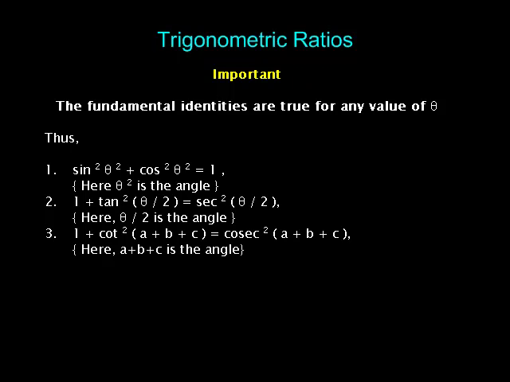Note that these are identities. Therefore sin square of theta square plus cos square of theta square is also 1. 1 plus tan square of theta by 2 equal to sec square of theta by 2, and 1 plus cot square of a plus b plus c equal to cosec square of the same angle, that is a plus b plus c. Again note that sin of theta square plus cos of theta square is not equal to 1, and sin of theta by 2 is not the same as sin theta divided by 2.